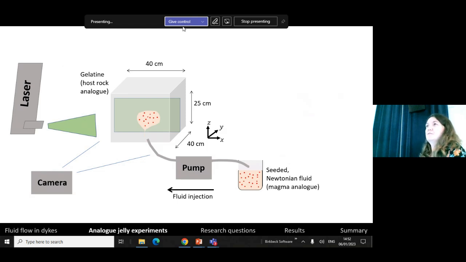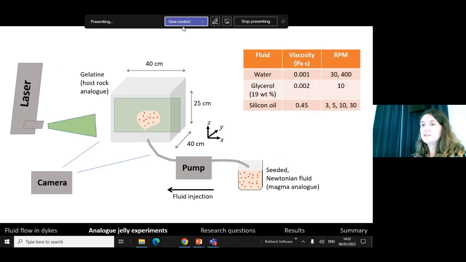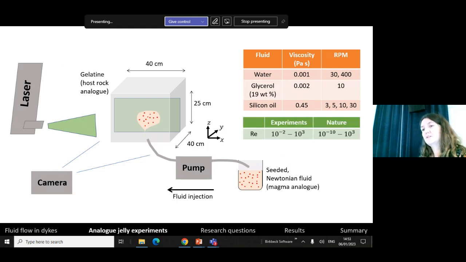So we create a range of Reynolds numbers in the lab by varying the fluid that we inject. It's always Newtonian, but we use low viscosity fluids, water and also a glycerol solution. And we also use a relatively high viscosity fluid, silicone oil. And we inject these at different rates, shown here in terms of rotations per minute of our pump, to create a wide range of different flow conditions. So in our experiments, we achieve Reynolds numbers of the order of 10 to the minus 2 to 1,000, representing the upper range of Reynolds numbers that we may expect to see in natural dikes.